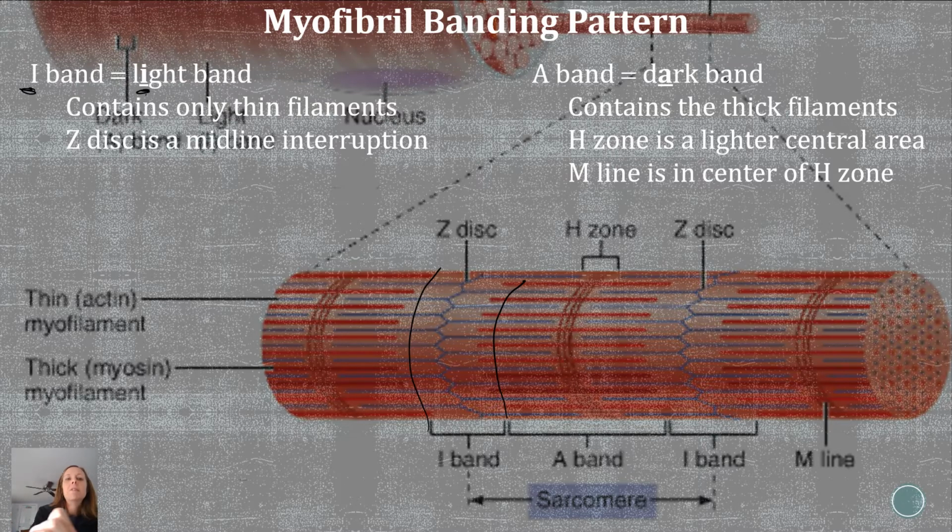Another way to remember, the I band is made up of actin, which also has an I. And actin is thin. So the I band has an I, light has an I, and thin has an I. That I band right there is made up of actin. That's all it's going to contain, the thin filament. And in the middle of the I band is the Z disc.